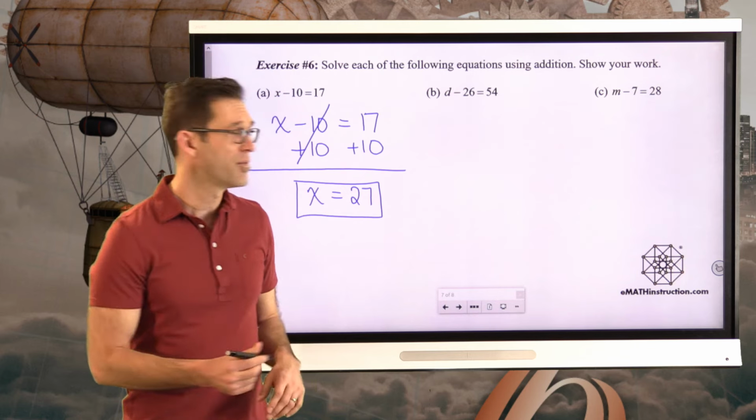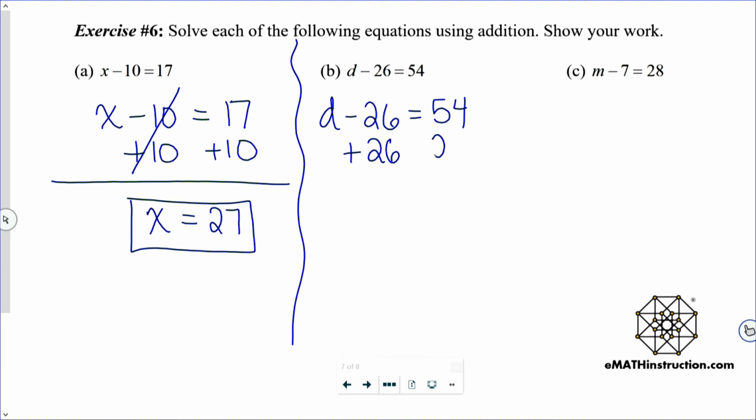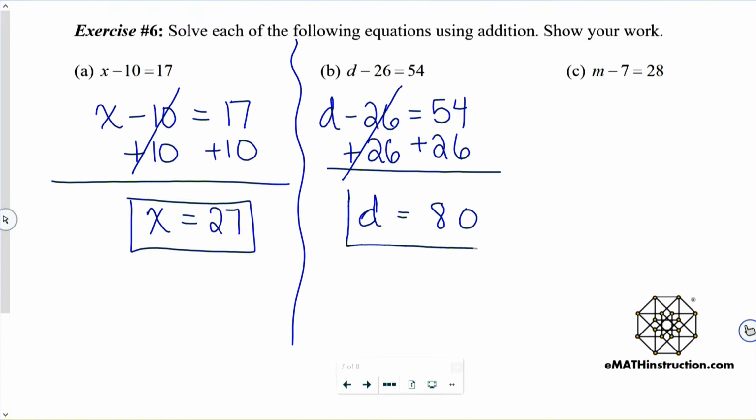All right, easy enough. Here we go. I've got d minus 26 is equal to 54. In order to undo subtracting 26 from both sides of the equation, I'm going to add 26. Those will cancel, those two operations that is. Then 54 plus 26 is going to be 80.